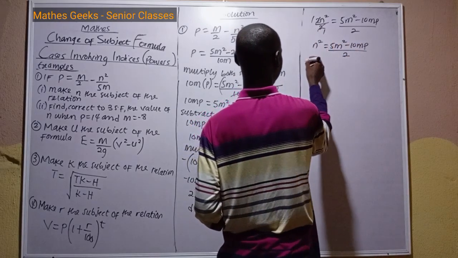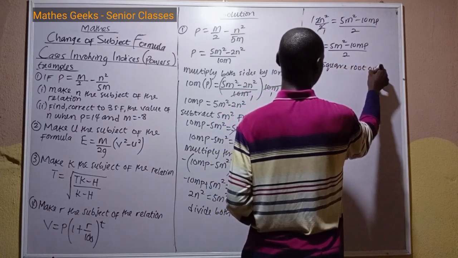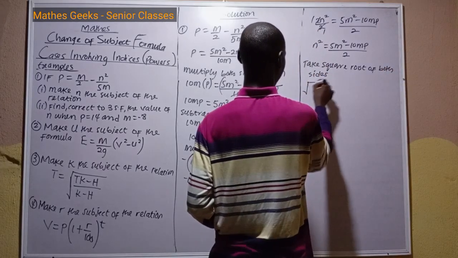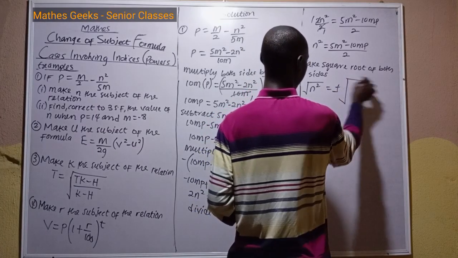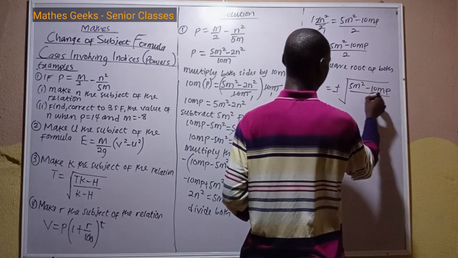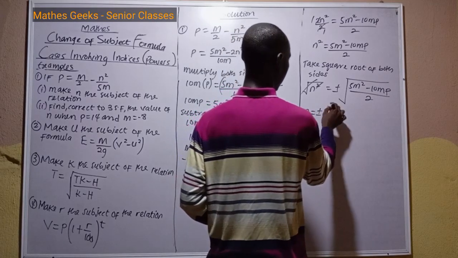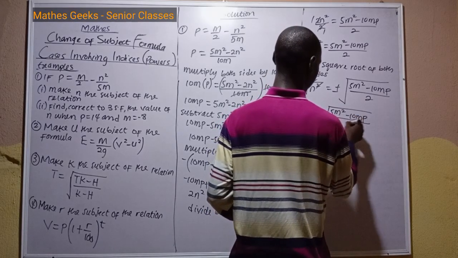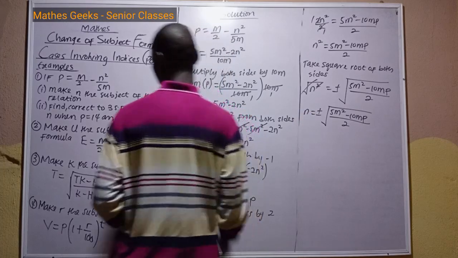So to eliminate the power, we take square roots of both sides. So n equals plus or minus the square root of 5n squared minus 10np over 2. So now n is the subject of the relation.